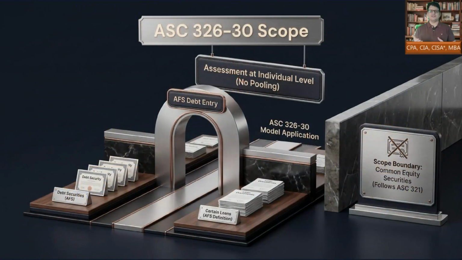ASC 326-30 is narrow and classification specific. The security must be classified as available for sale under ASC 320, and unrealized gains and losses generally flow through other comprehensive income, or OCI. Certain loans that meet the definition of debt securities can also enter this model when classified as AFS. The assessment is performed at the individual security level, not on a pooled basis. Common equity securities do not enter this model because equity securities follow separate guidance under ASC 321.